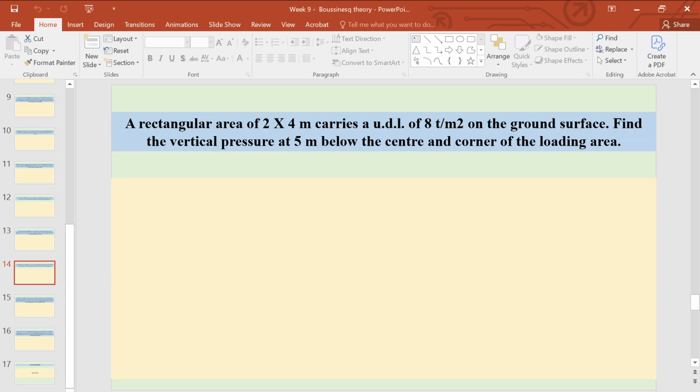I repeat the question. A rectangular area of 2 by 4 meter carries a UDL of 8 tons per meter square on the ground surface. Find the vertical pressure at 5 meter below the center and corner of the loading area. Here you can use any formula that can be applied with respect to the loading on UDL on rectangular area. Okay, so next question.